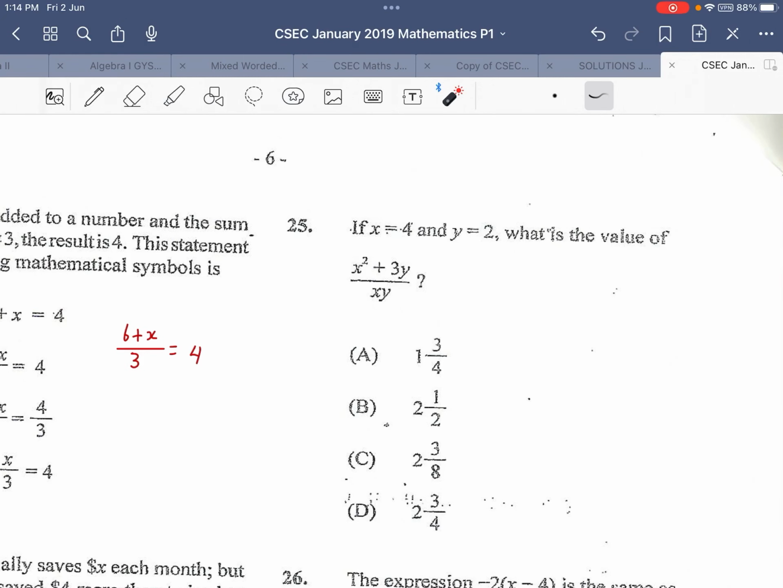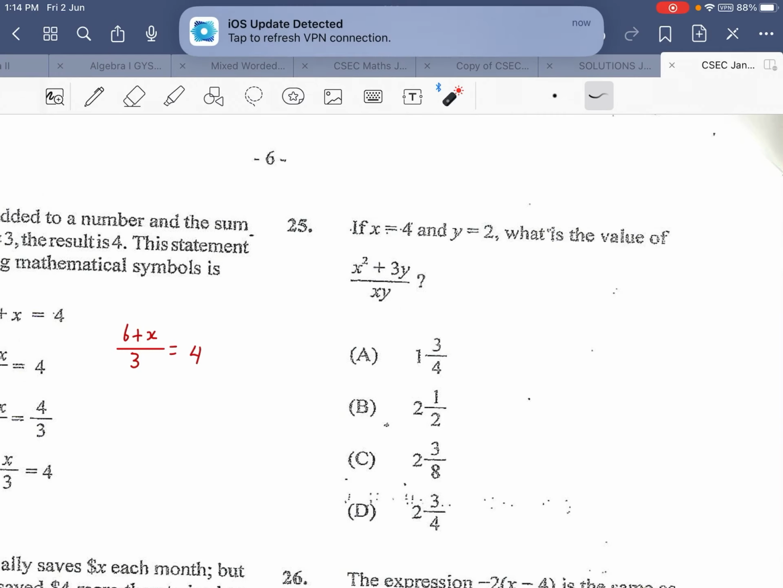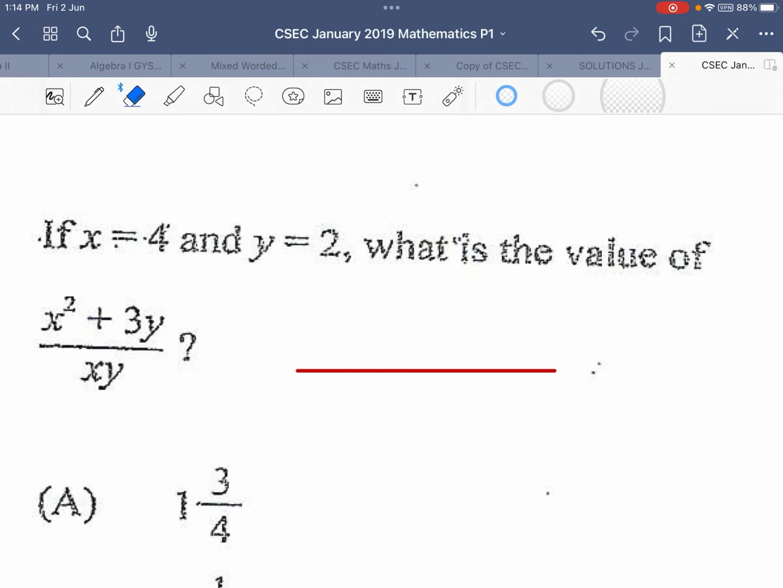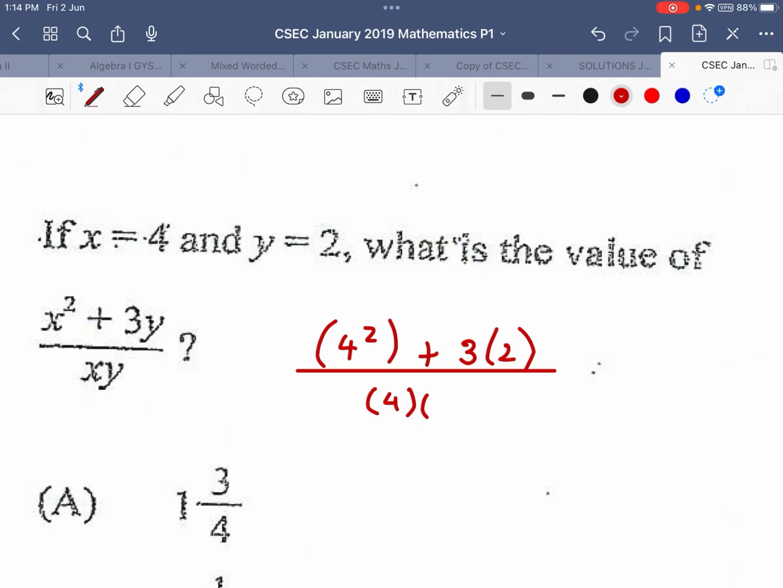Okay, number 25. If x equals 4 and y equals 2, what is the value of x squared plus 3y over xy? So let's replace the variables with the numbers that they're equal to. X squared is 4 squared, which is 16. So I'll start off saying 4 squared plus 3 times y, which is 2, over x, which is 4, times y, which is 2.